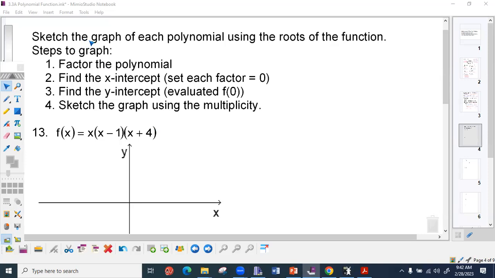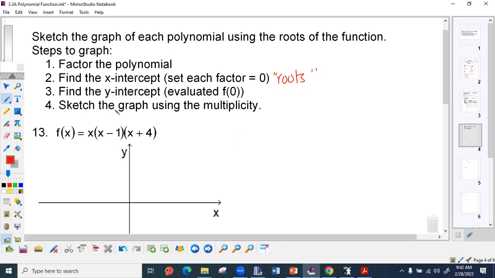Step 1 is we're going to factor the polynomial. Step 2 is we're going to find the x-intercepts. Remember, your x-intercepts are AKA your roots. They're the same thing. That's why you're taking the factors and setting them equal to 0. Then we're going to find our y-intercept. Your y-intercept is where you cross the y-axis. So when x equals 0, what do you get? That's what f of 0 is saying.